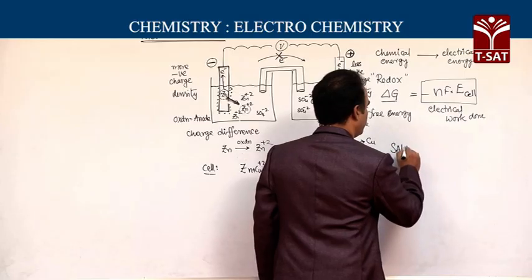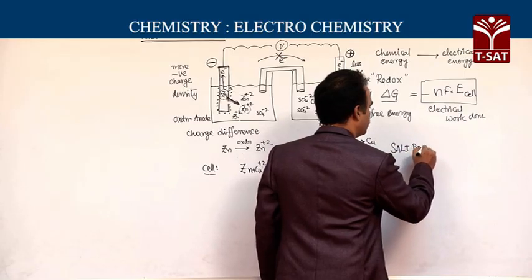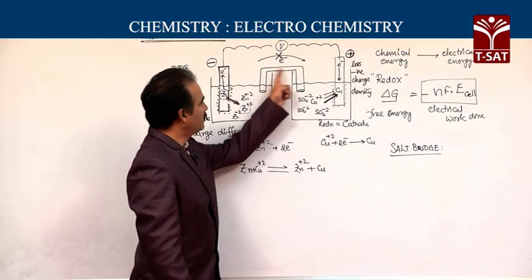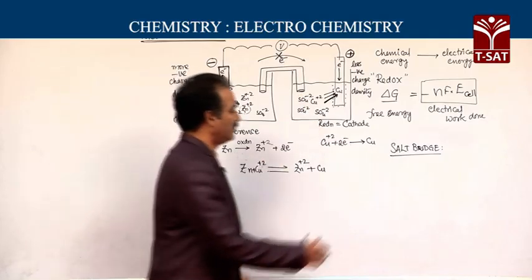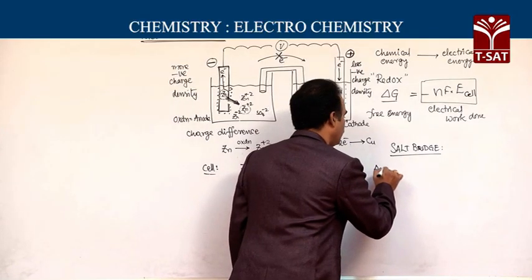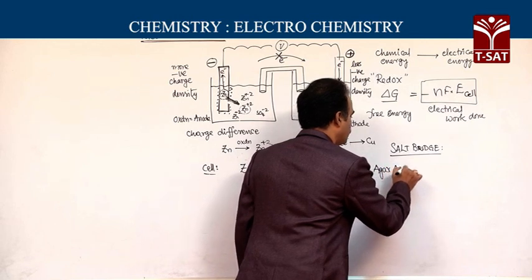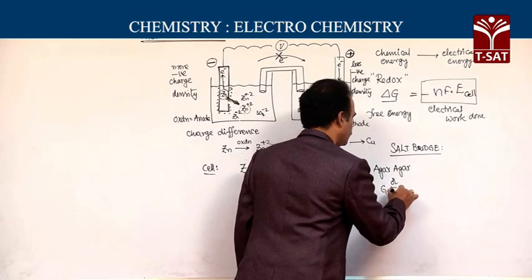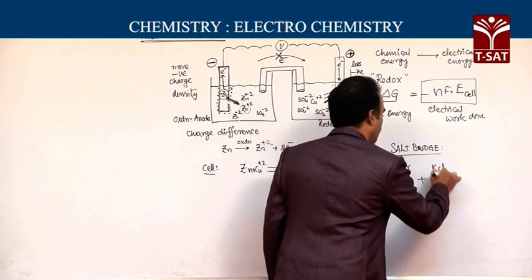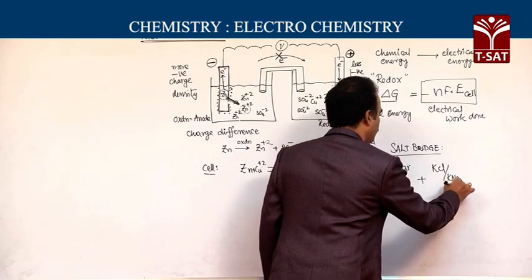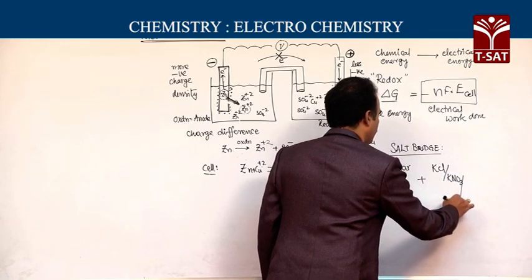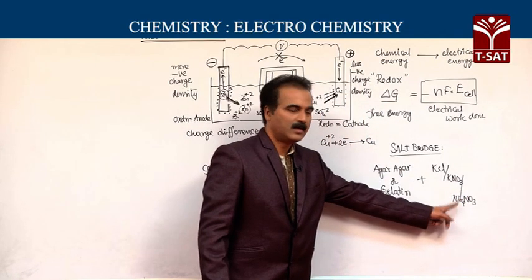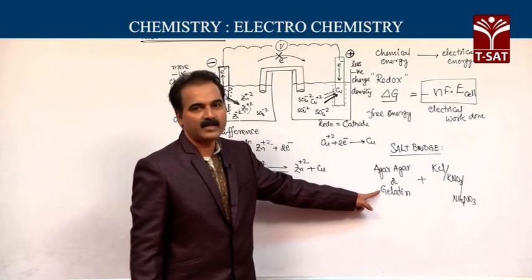a salt bridge. Salt bridge is what? It is nothing but a U-shaped glass vessel, and in that glass vessel we fill agar-agar gel or gelatin, anything we can use, along with either KCl or KNO3 or NH4NO3, one of these electrolytes and one of these glue-like materials.